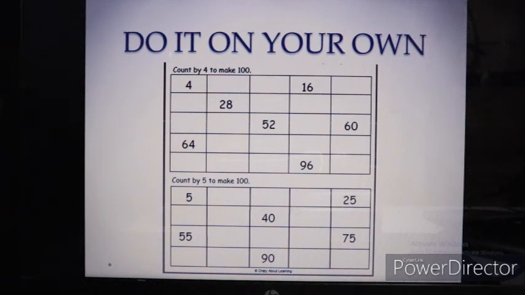Skip counting is just hopping, skipping and jumping over numbers. It helps us to count faster.